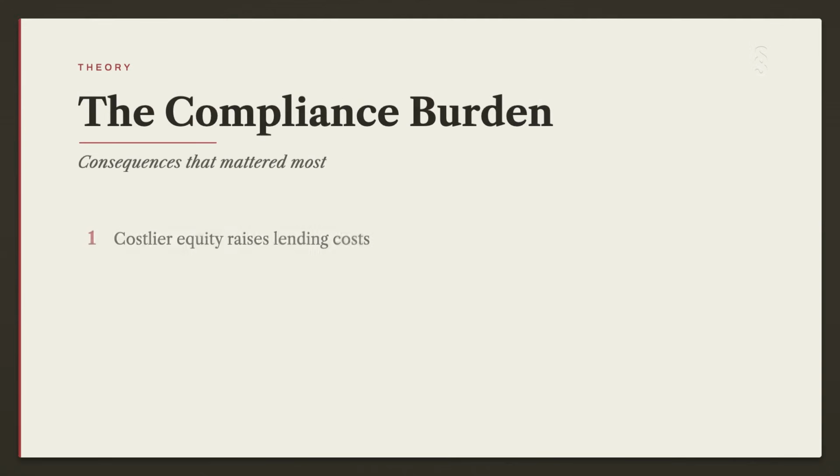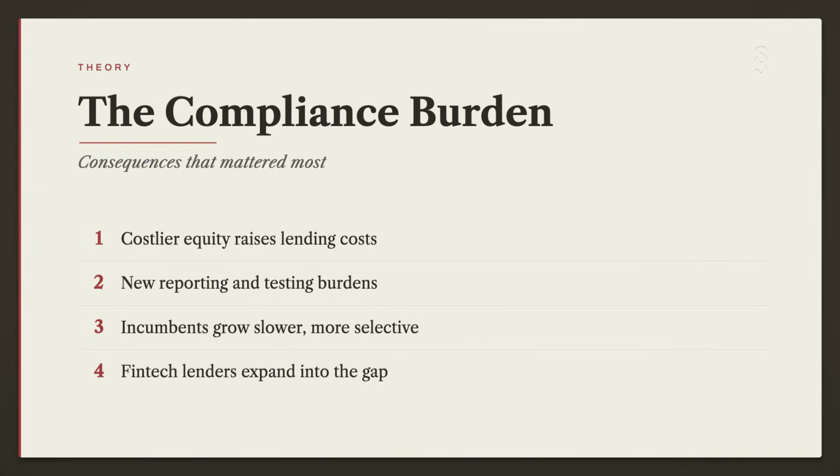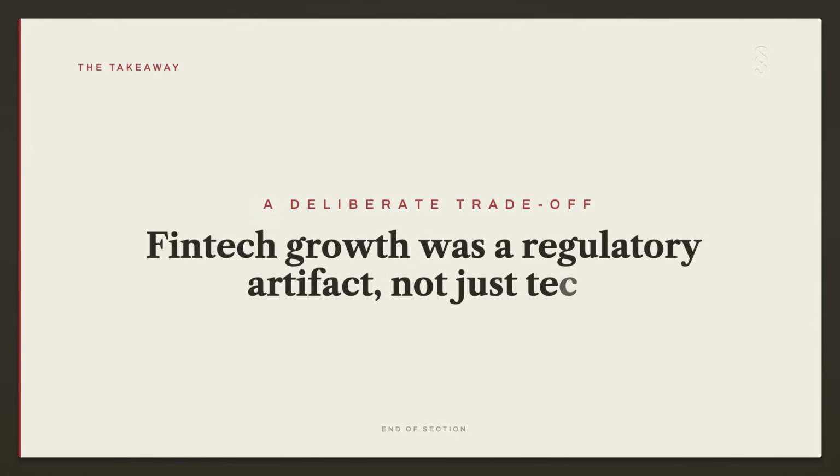Higher capital requirements make lending more expensive since equity costs more than deposits. New reporting and examination obligations consume staff attention. Surviving incumbents became slower and more selective, and fintech lenders expanded into exactly that gap after 2008. Regulators knowingly chose a safer, slower banking system, accepting less credit at the margin. The fintech expansion that followed was a downstream consequence of that deliberate choice, not an accident of technology alone.